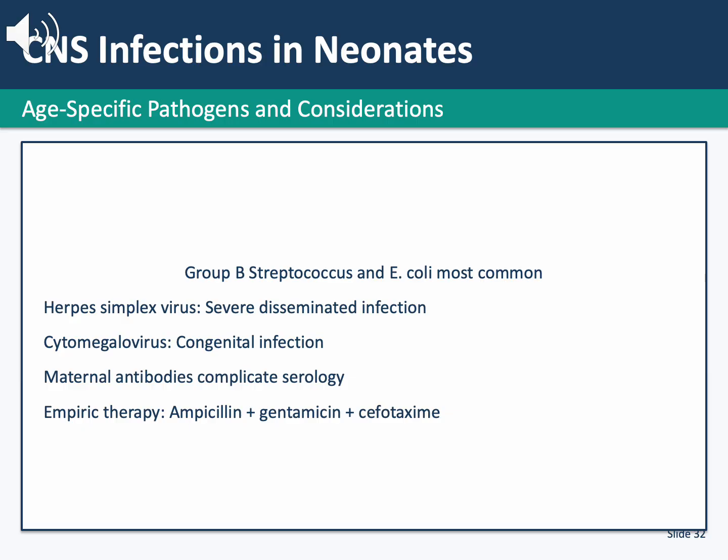Empiric therapy typically includes ampicillin plus gentamicin plus cefotaxime to cover group B streptococcus, gram-negative organisms, and listeria. Acyclovir should be added if herpes simplex virus is suspected. Close follow-up for developmental assessment is important.